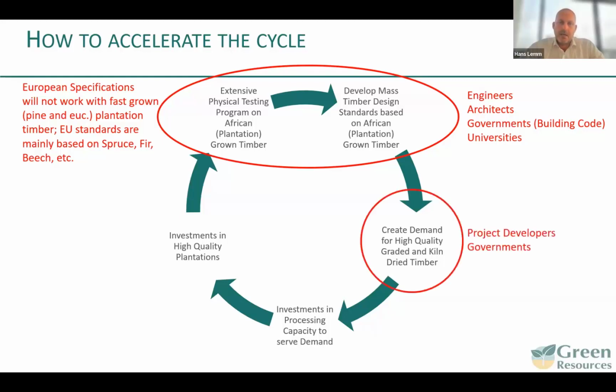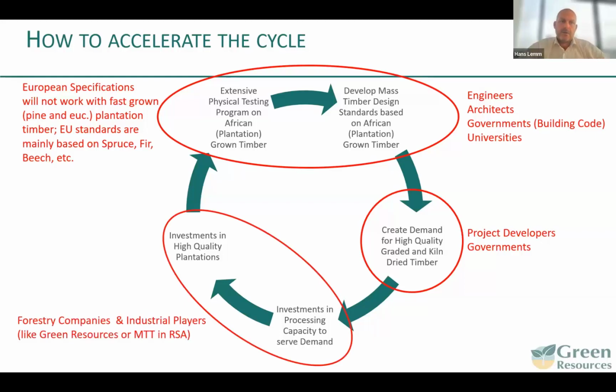Now, once that is done, then project developers and governments can drive demand. And it is only really once that is happening that forestry companies and industrial players like Green Resources or maybe MTT in South Africa will start investing in the right type of processing and the right type of plantation developments. Because nobody's going to grow a high quality plantation if we don't really know what we are growing it for, and whether there is going to be demand.